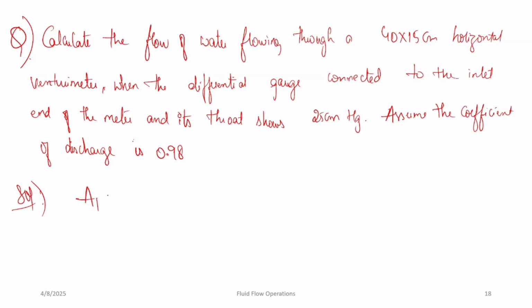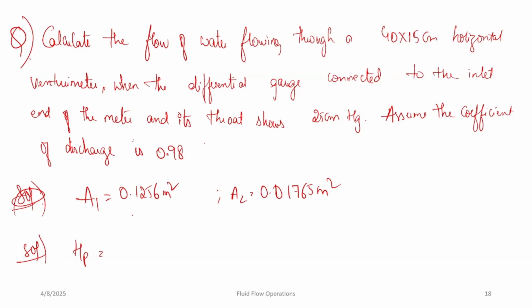A1 is 0.1256 meter square and A2 is 0.01765 meter square. This is also given data. So first let's calculate HP.